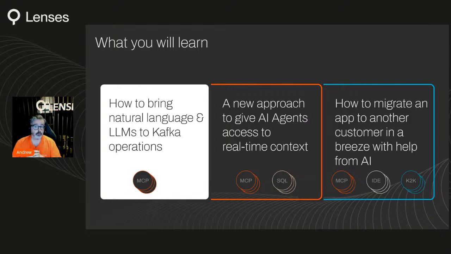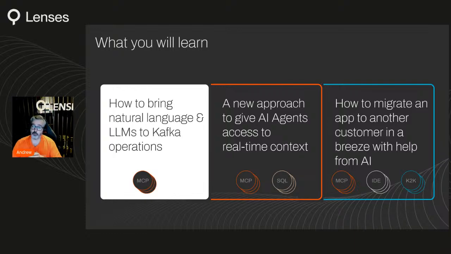What you will be seeing today is how we bring natural language and LLMs to Kafka operations, more so at the application layer and the operating layer than the platform layer, because we're all about that top layer adding value. And a new approach to give AI agents access to real-time context. That's using our MCP and our SQL. The SQL's not new. The SQL's been there since version 1. It's the oldest SQL on top of Kafka in production that's still out there.